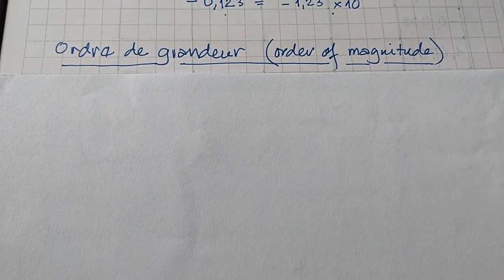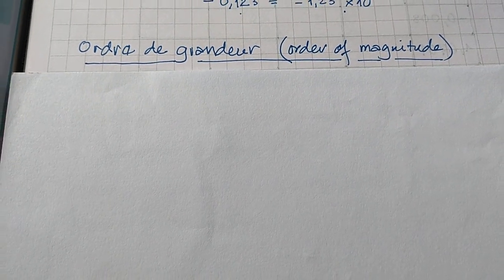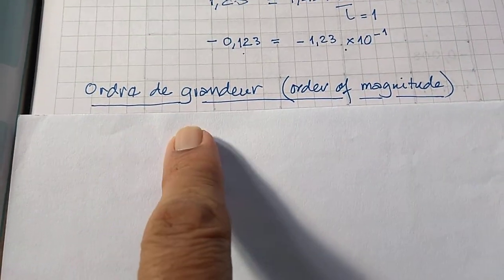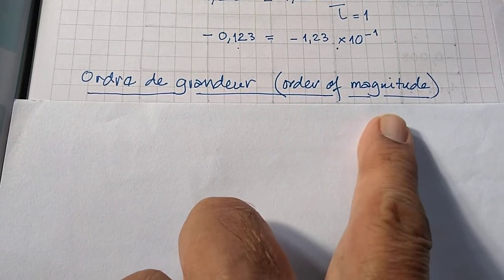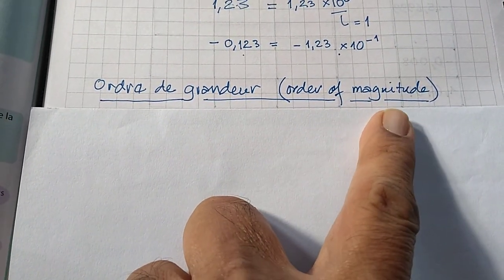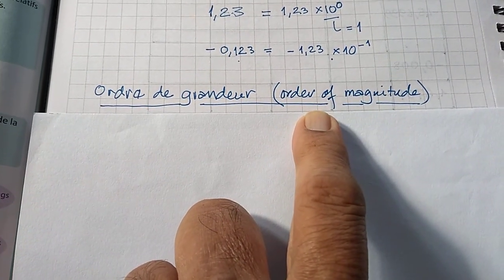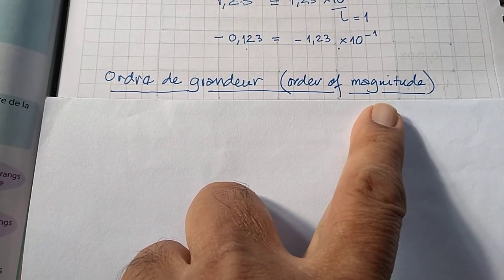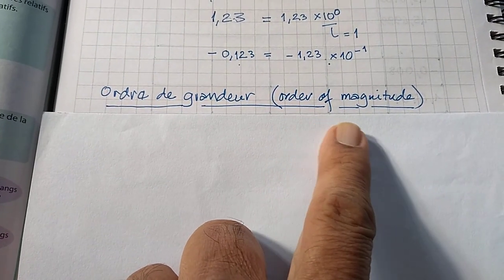Bonjour. So today we will do one small topic in the book, again from this chapter, chapter 1, which is called ordre de grandeur. In English, order of magnitude. This term means to take the approximate value of a number closest to the nearest power of 10. It means you're doing a really rough approximation.